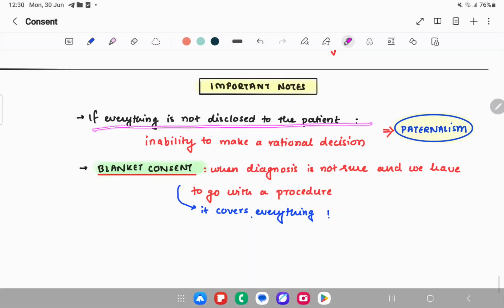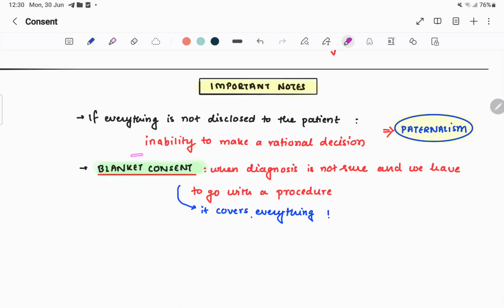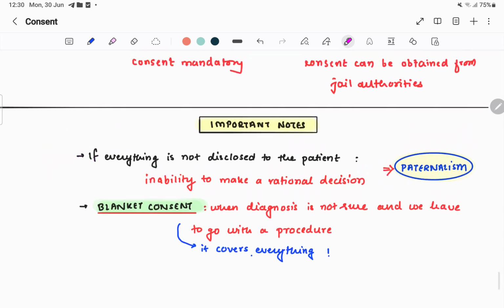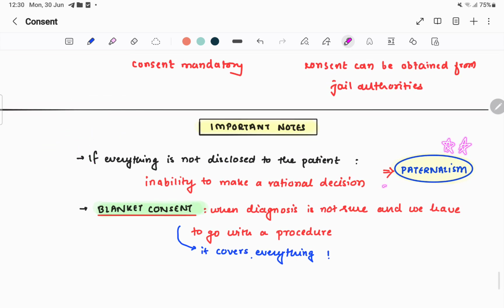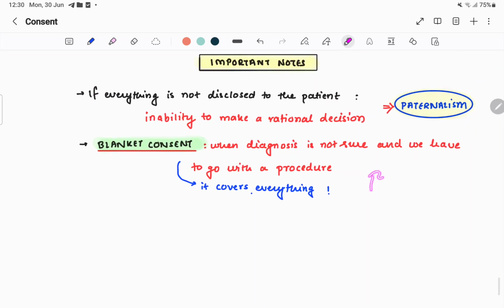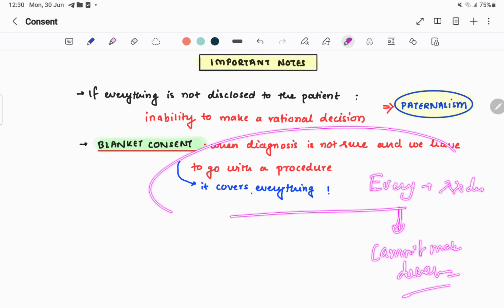If everything is not disclosed to the patient, there is inability to make a rational decision. If everything is not disclosed, a patient cannot make a rational decision. This is called paternalism. So what is paternalism? If everything is not disclosed, the person cannot make decisions. Blanket consent, I told you, covers everything.